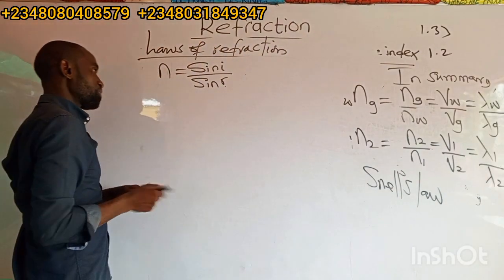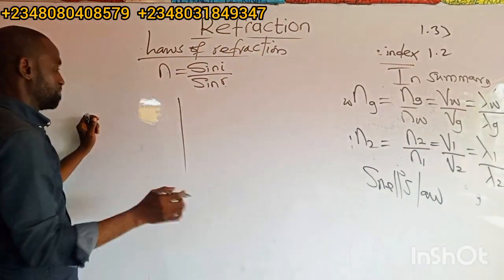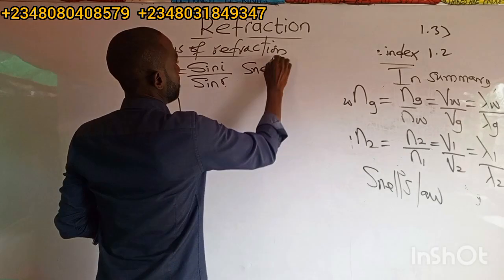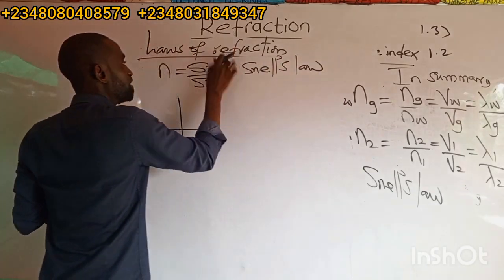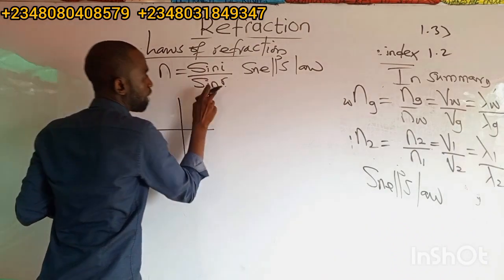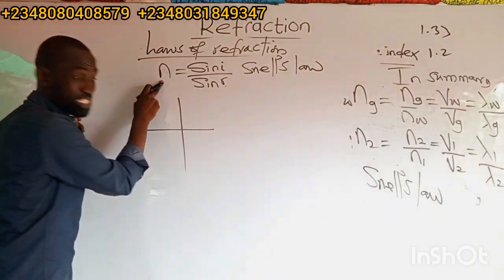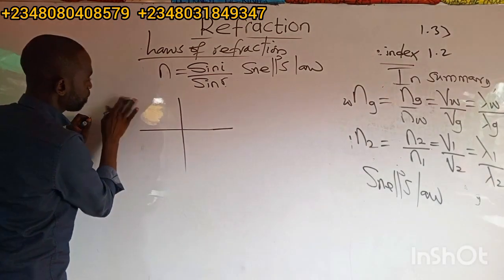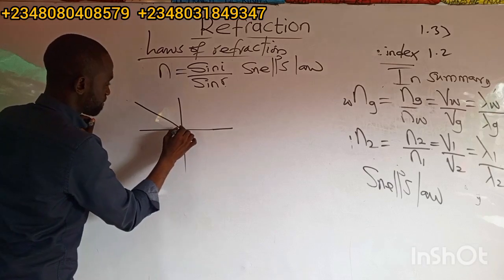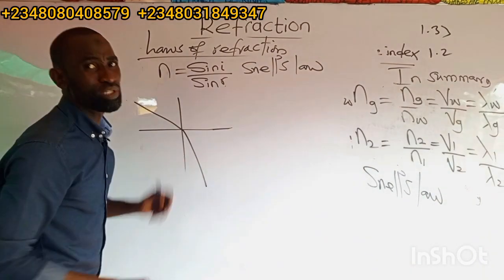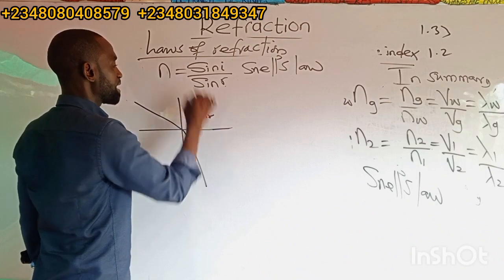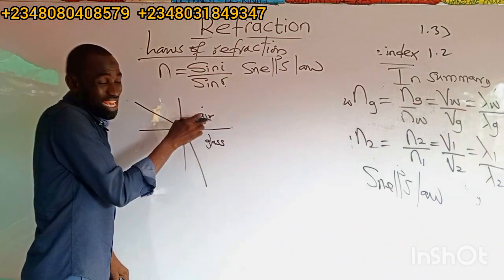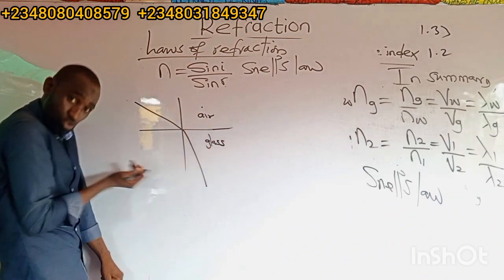So look at this. Suppose we have a diagram like this. I want to extend this law. This is what we call Snell's law: the ratio of the sine of angle of incidence to the sine of angle of refraction is what we call the refractive index. This is a constant. I want to use an air-glass medium now. I put this one as air and this one as glass, obviously, because the ray is coming from a less dense medium into a more dense one, so it bends towards the normal.